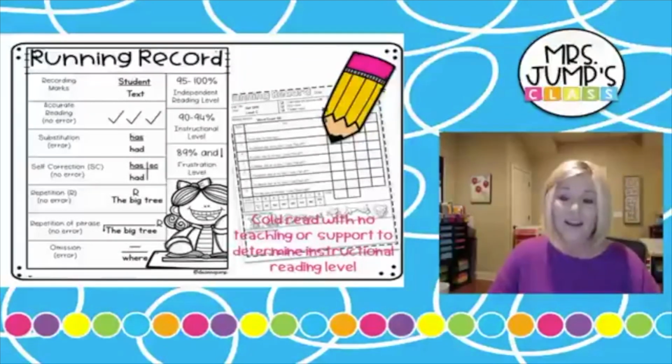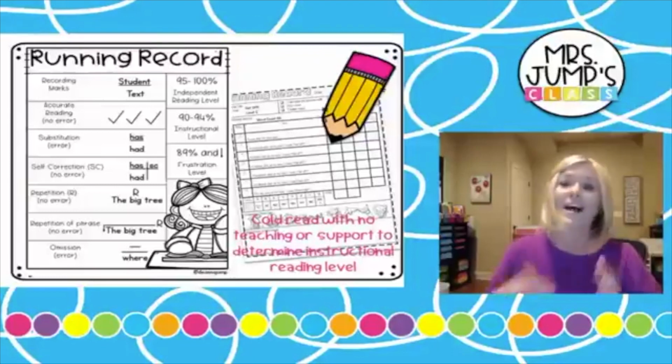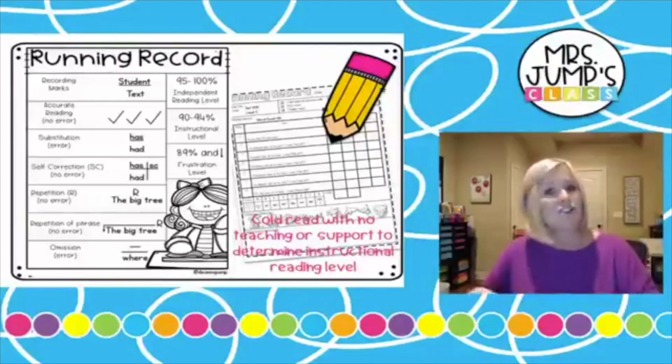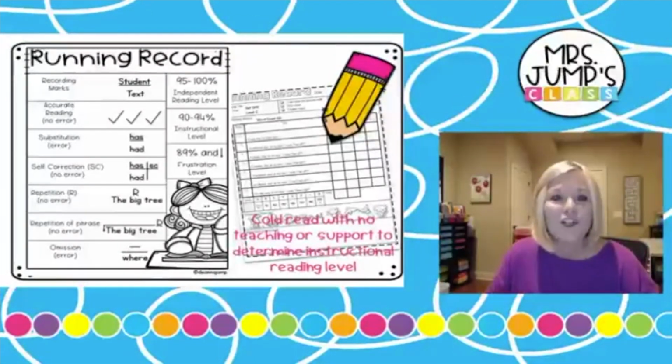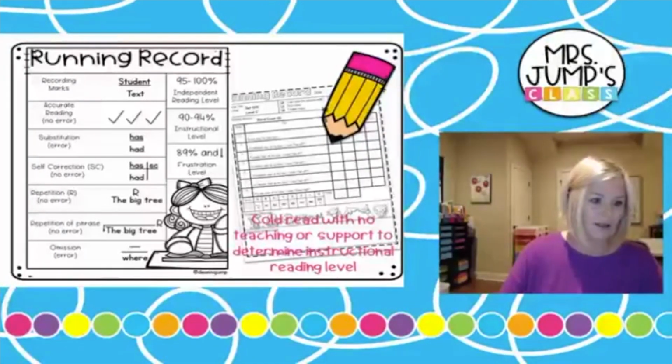89% and below, that's their frustration level. It's too hard for them, so you would bump them down a level and do a running record on level B. Like if you just did a level C and it was too hard for him, bump them down to a level B, pull out a level B book and do a running record. And you're just going to keep going like that until you reach that 90 to 94% instructional level.